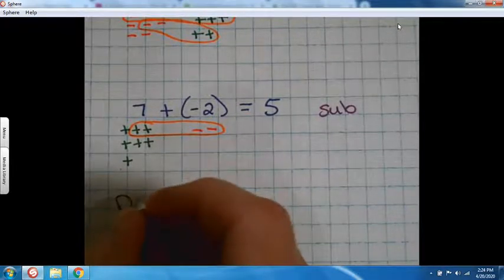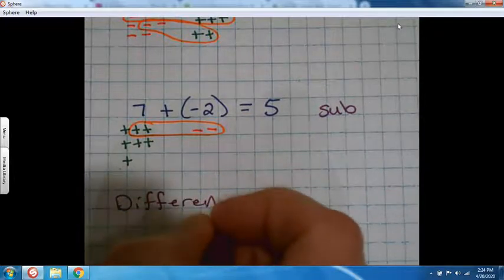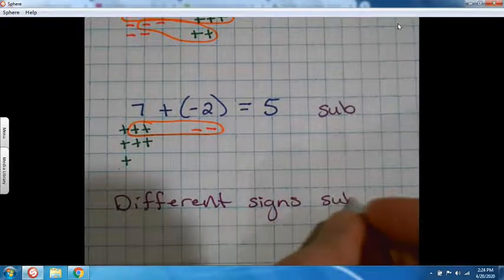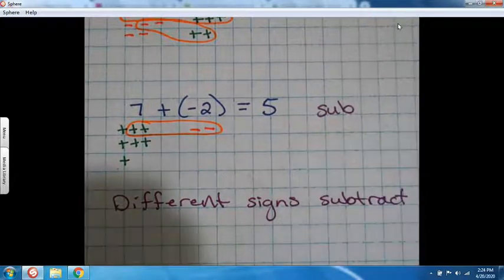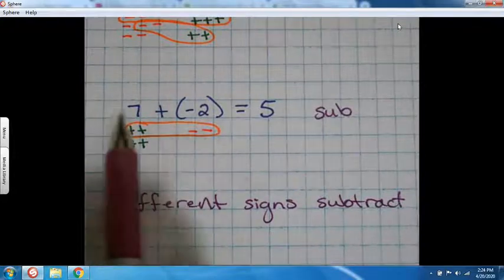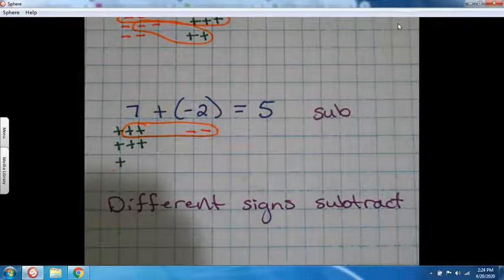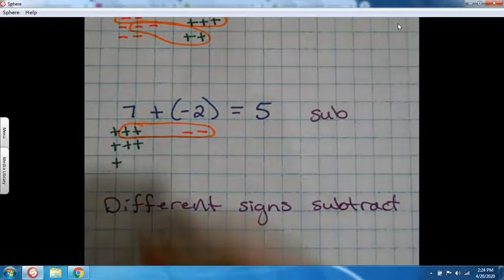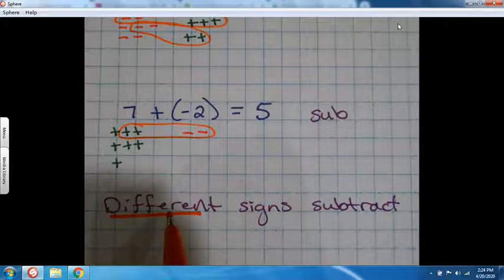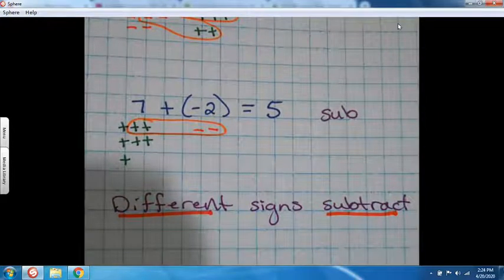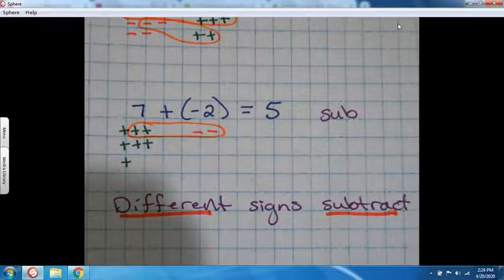Different signs, subtract. So when the signs are different in your addition problem, you subtract. And part of the way you can remember this is "different": when you find the difference of something, you subtract. Okay? All right, so when the signs are different, you subtract.